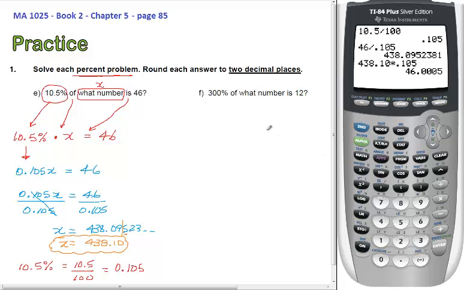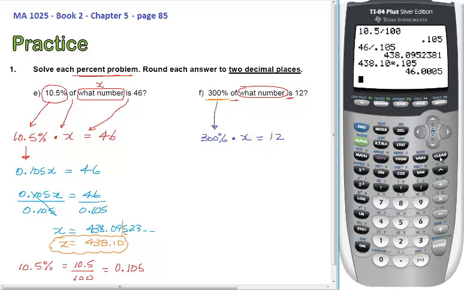Alright, the second one. Now again, same idea. We're going to change this to an equation. So 300%. What does that become? If you want to change it to a decimal right away, you can. 300%. Then the word of, we're going to translate that to multiply. Then the phrase what number becomes x. Is, of course, translates to equals, exactly. And then we carry down the 12.